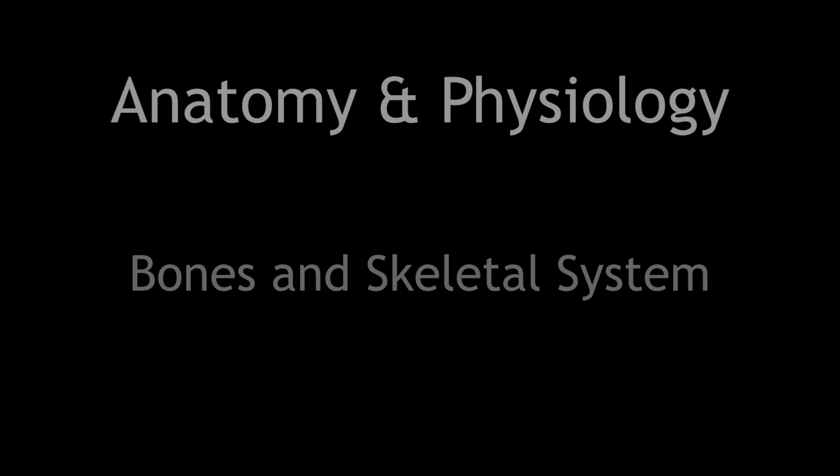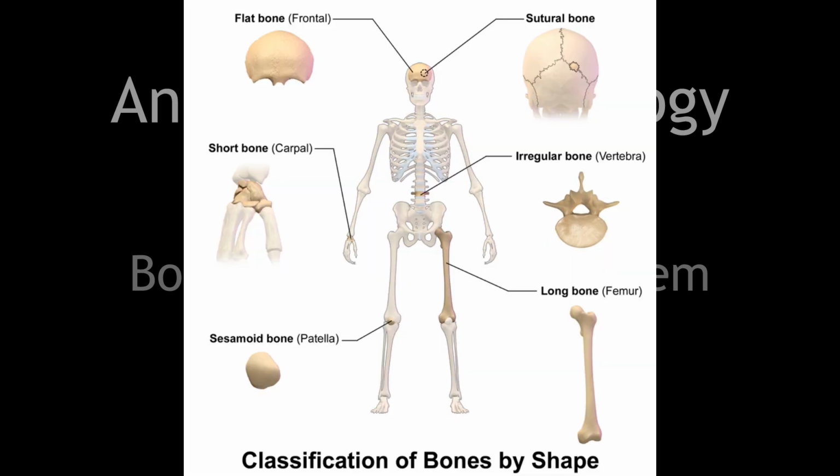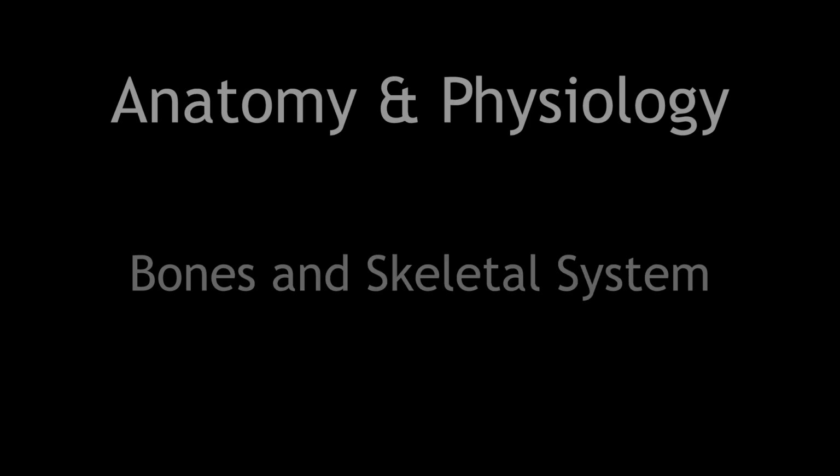All right, so bones can be classified by shape: long bones, short bones, irregular bones, flat bones, and sesamoid bones. In lab, you'll probably go over these, you'll get them in your hands, and you'll be able to tell the difference between them all. So pay attention for that.